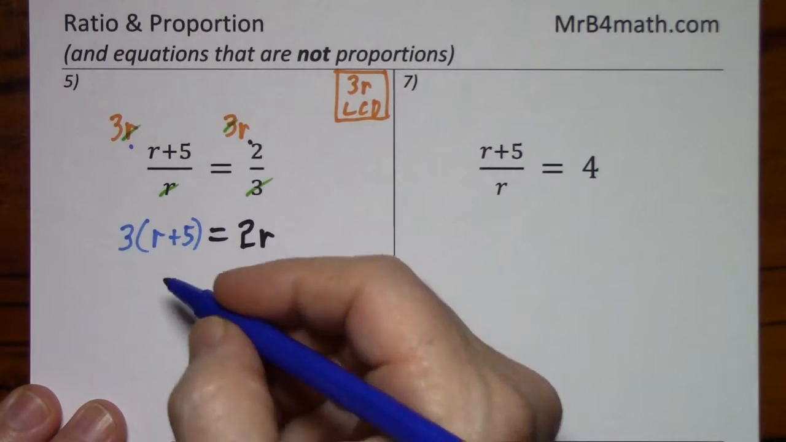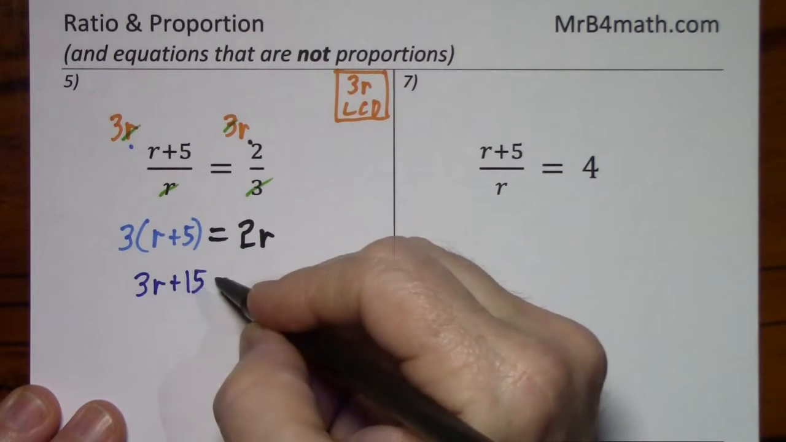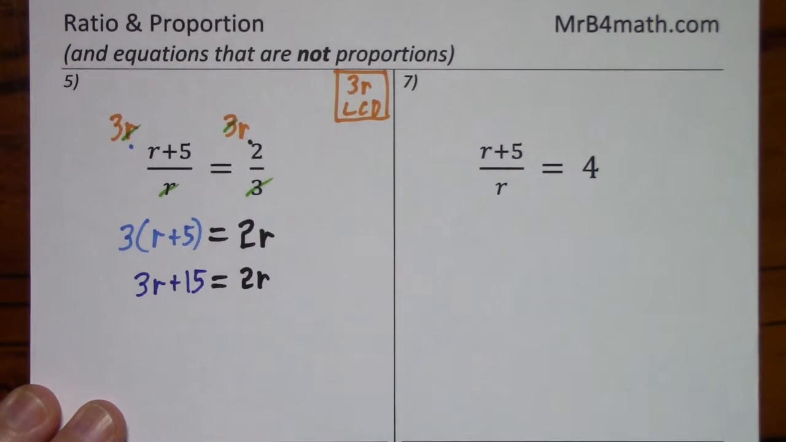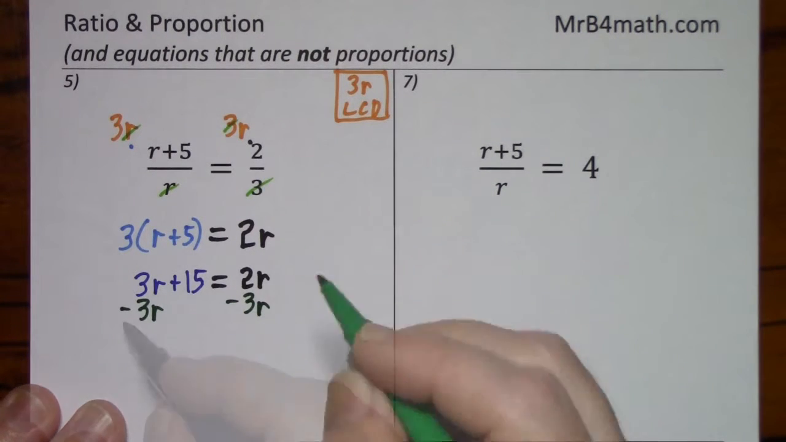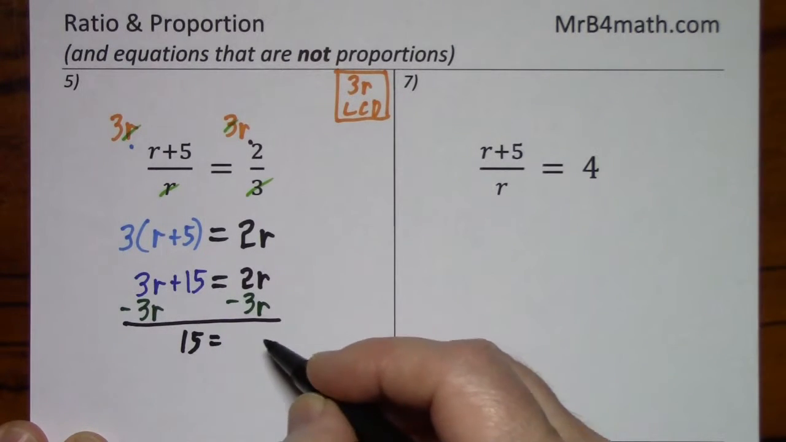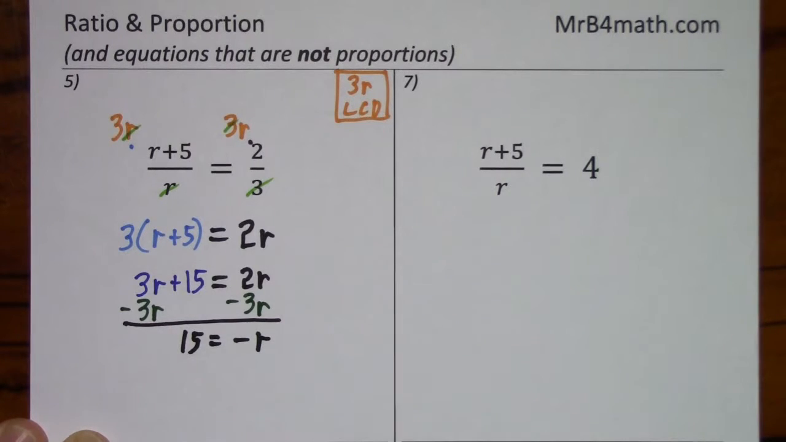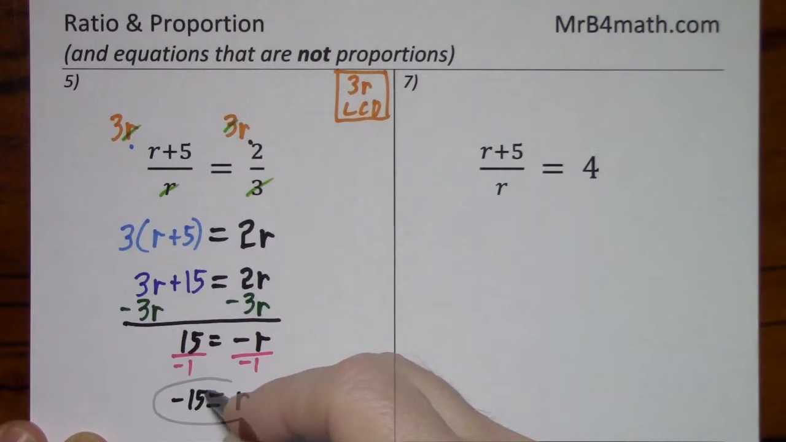Go ahead and distribute the 3. Bring down the equals and the 2r. Let's get rid of the 3r. Bring everything down. And you can't leave a negative in front of the variable, so that's a negative 1r. We'll divide by negative 1 and divide by negative 1. So we get r is equal to negative 15.